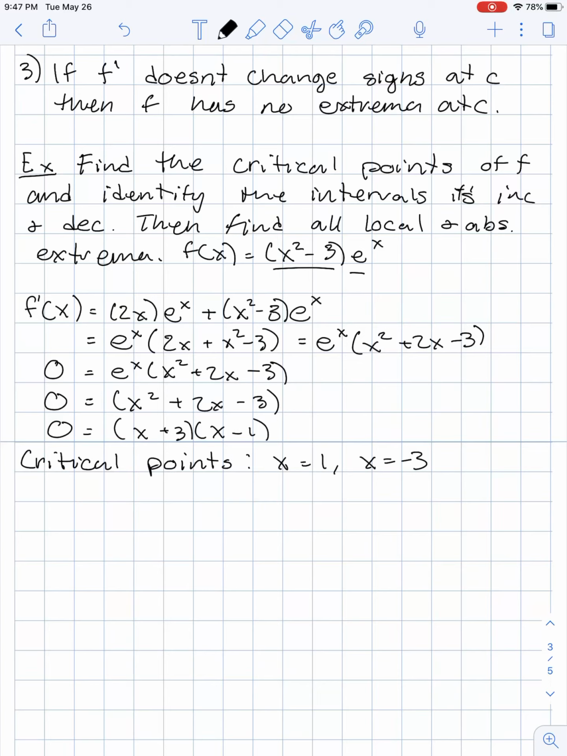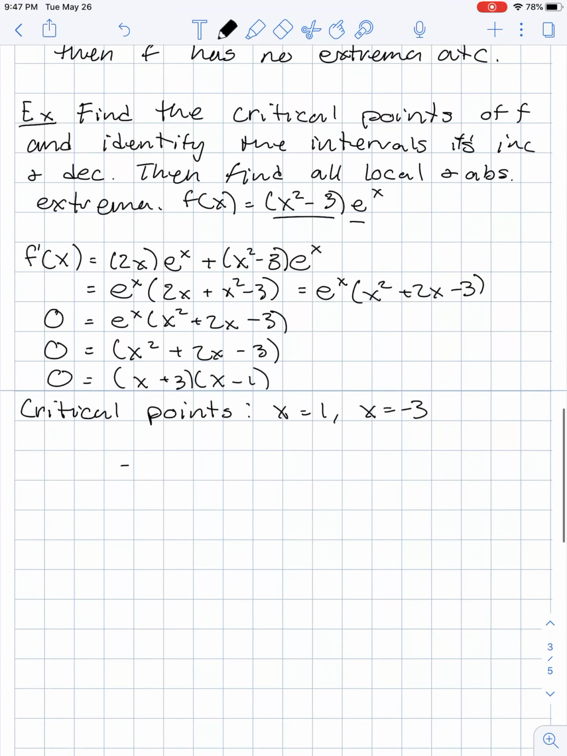We're now going to identify the intervals where it's increasing and decreasing. So now we're going to make our little chart. So negative 3, 1. Draw a line under it. A number less than negative 3, I'm going to choose -4. A number between -3 and 1, I usually like to choose 0. It's pretty easy to always plug in. And 2. So we're going to call that x. And I know I can simplify the first derivative up here to be e to the x times x plus 3, x minus 1. I find that easier to plug in numbers if they're factored.